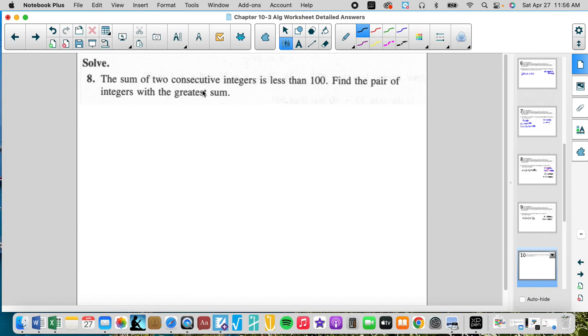Find the pair of integers with the greatest sum. So two consecutive integers, we have x and the sum. x equals the first number, x plus 1 equals the second number. So the sum of those is less than 100, the sum of the two is less than 100.